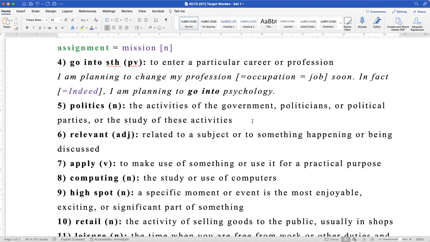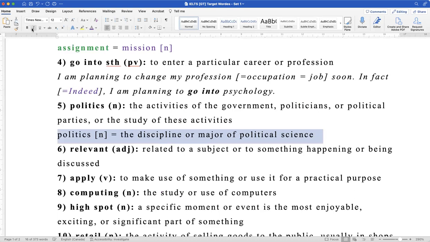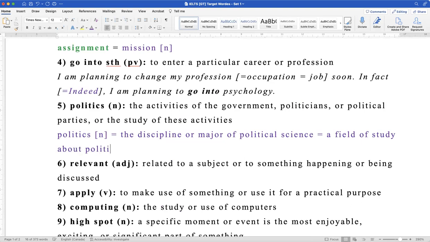So politics is a kind of major. So politics is a kind of discipline. We can say the discipline or major of political science. So this is a field of study. A field of study about political issues.